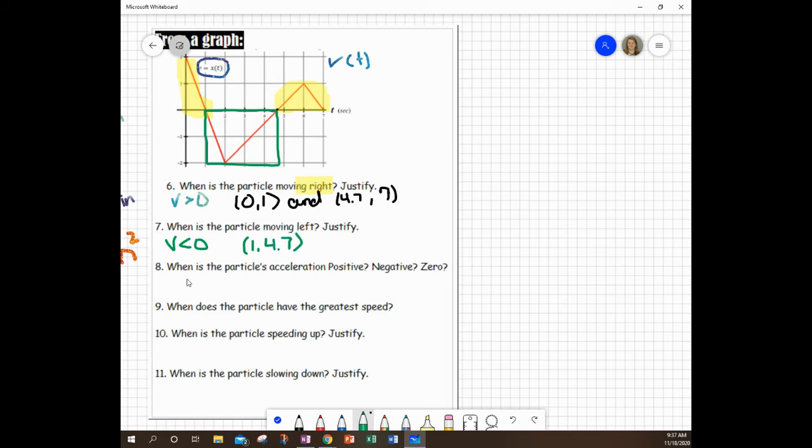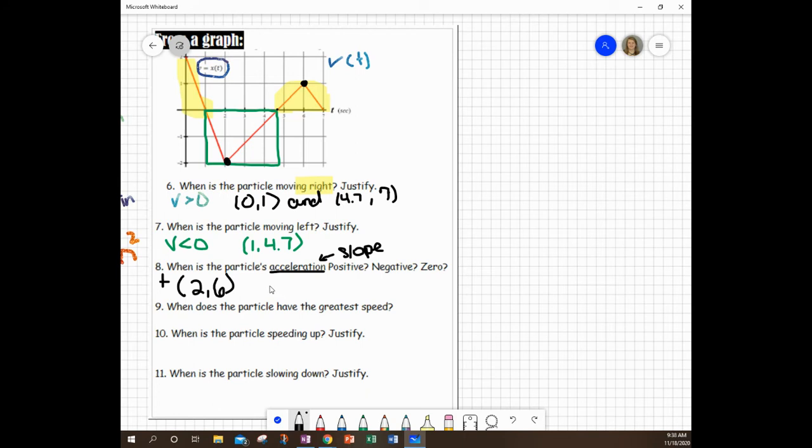Okay, when is the particle's acceleration positive, negative, or 0? Remember, the acceleration is really the slope, right? So now we're just looking at the slope of the graph. They're literally asking you, when is the slope of this graph positive, when is it negative, and when is it 0? All right, so positive looks like from 2 to 6, right? So the slope is positive because the graph is going up. So from 2 to 6.